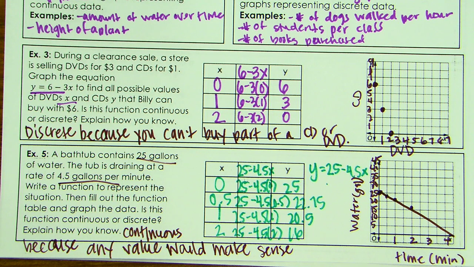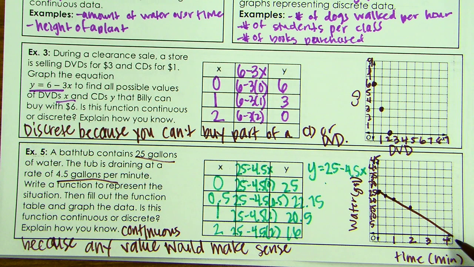I could check the water level at 2.1 minutes, or I could check at 1.5 minutes, or I could check at 3.77 minutes. Since all of those values in between make sense, I want to make my line because all of those values make sense in the problem.